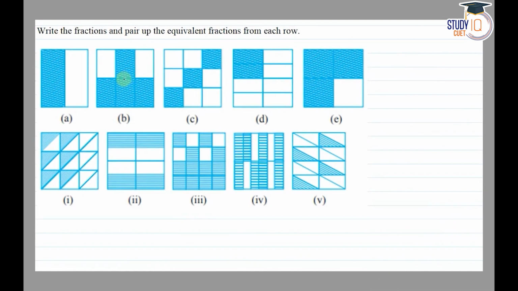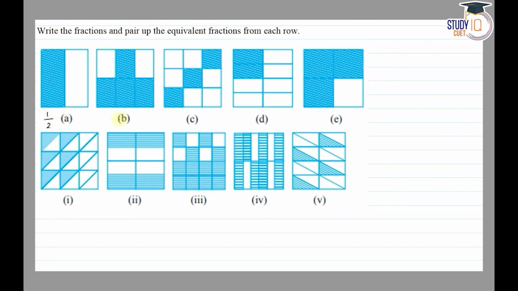Hello everyone, this question appears in the Class 6 NCERT chapter of fractions. This is the second question of exercise 7.3. The question says: write the fractions and pair up the equivalent fractions from each row. So first, here total 2 parts and 1 part is shaded. So the fraction is 1 by 2.